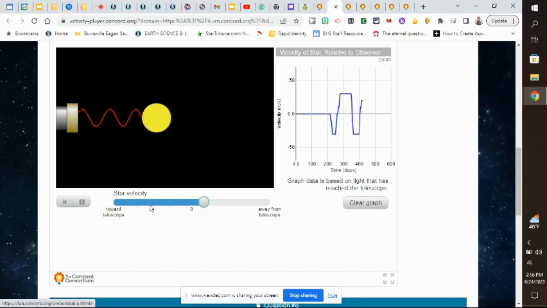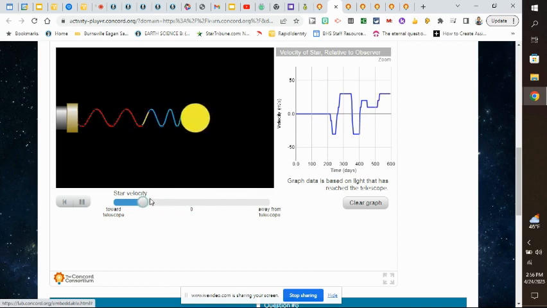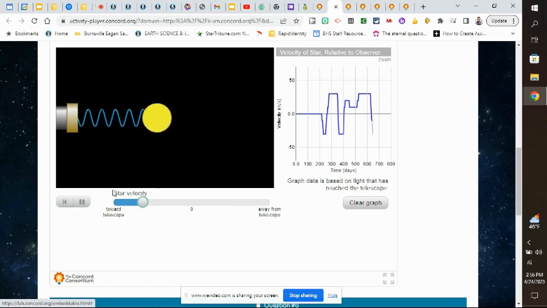And if we take a look, I'll just pause it. If you take a look at the graph, you can also see the velocity when you're moving it. When you're moving it away from the telescope, it has positive velocity, and when you're moving it toward the telescope, it goes to negative velocity.